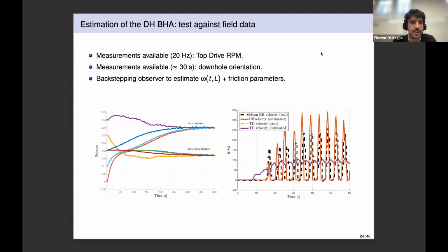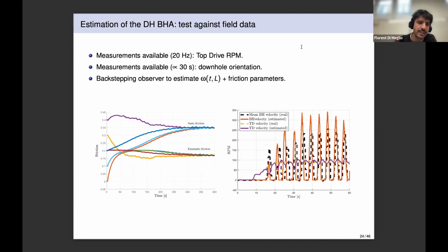And then we tested the same estimation strategy on field data. What you see here on the left are various estimates where we've just started the estimates from different initial conditions every time, just to check that we were always converging to the same estimate of the static and kinematic friction terms. And it was the case. And as you can see on the right, the downhole RPM is, after a transient where the frequency is a little bit off, then properly estimated.